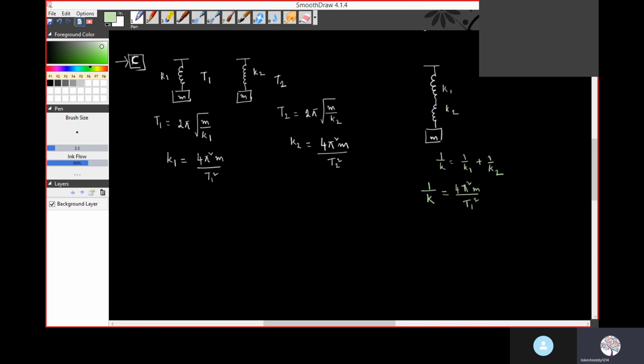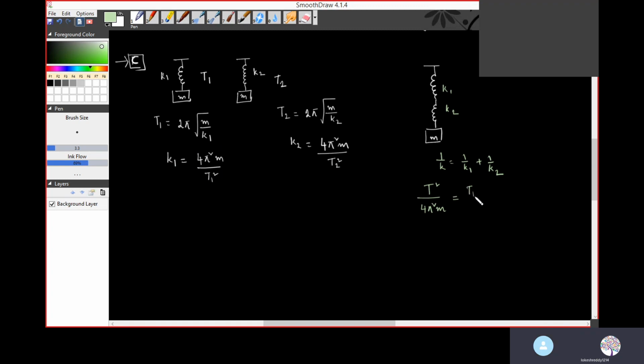No, this is 1 by K. So K1 value is that. 1 by K1 means T1 square will come up. So this 1 by K is equal to, this K value also I will substitute. Let us take this time period as T. So K is equal to 4 pi square M by T square. The mass attached is M only. So 1 by K1 means 1 by 4 pi square M by T1 square, so this T1 square will go up.